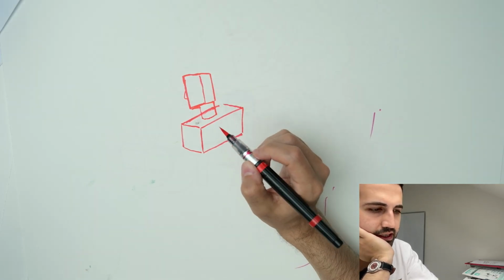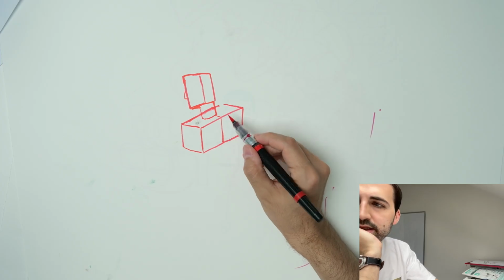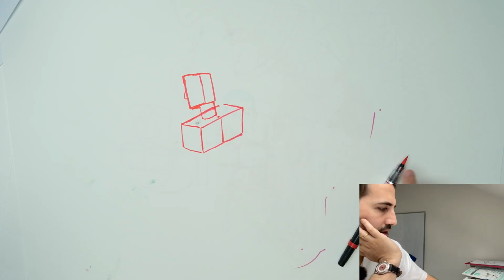So this would be the back of the head. This would be the lats right over here. So the back.